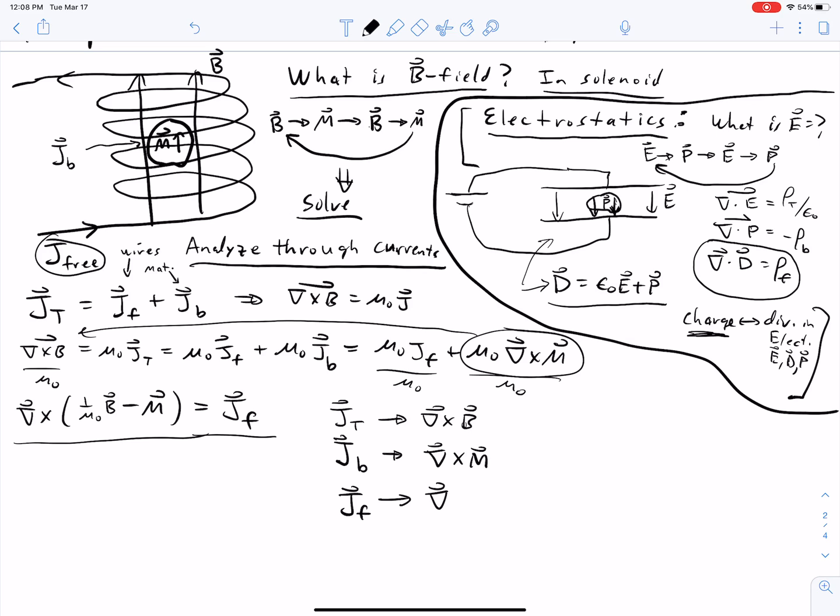J free causes curl in this weird quantity, 1 over mu naught (B minus M). We're going to call that H, and so we're going to call that the H field. H is equal to 1 over mu naught (B minus M). This is our new field, H.